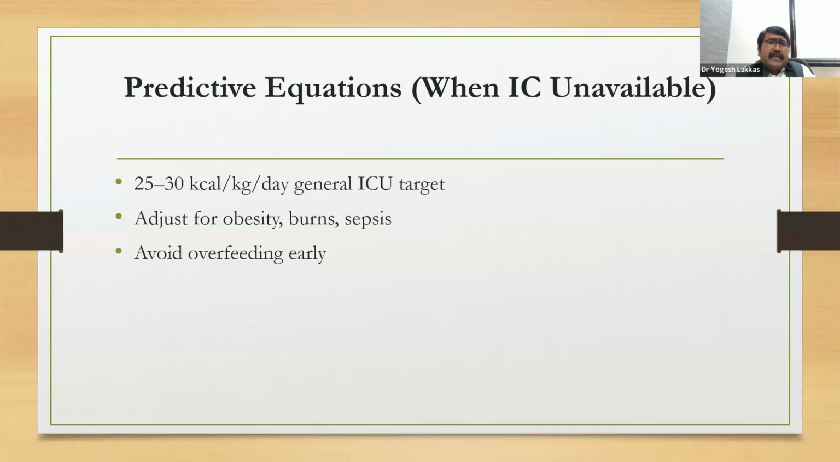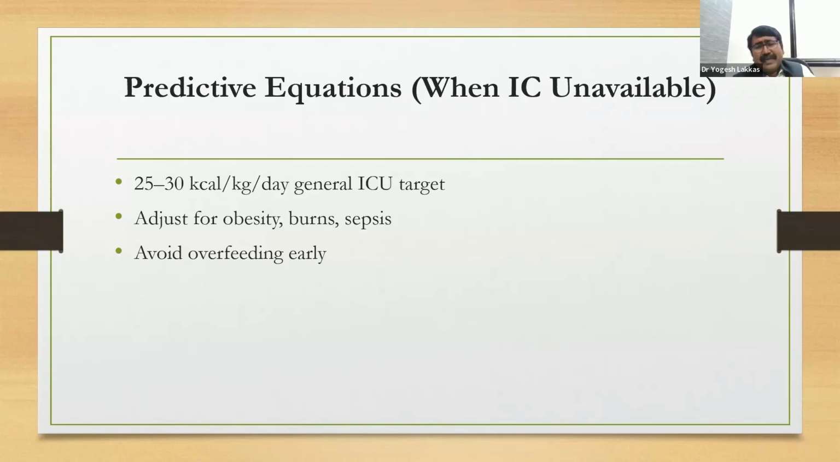Then when indirect calorimetry is not available, predictive equations, from mathematical calculations, can be applied in day-to-day ICU practice, like 25 to 30 kilocalories per kg per day as a general ICU target. Adjust for obesity, burns, sepsis. It will differ and will be individualized. Avoid overfeeding early. These are the basic principles for planning the nutrition.